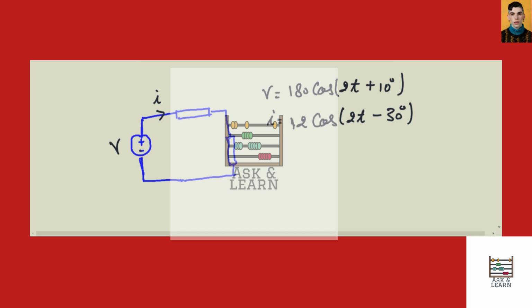Hello. So let's solve this problem. In this problem, we have to find out the values of the circuit elements separately, and the given values are the voltage and the current. So first of all, we have to identify what these circuit elements are, right?